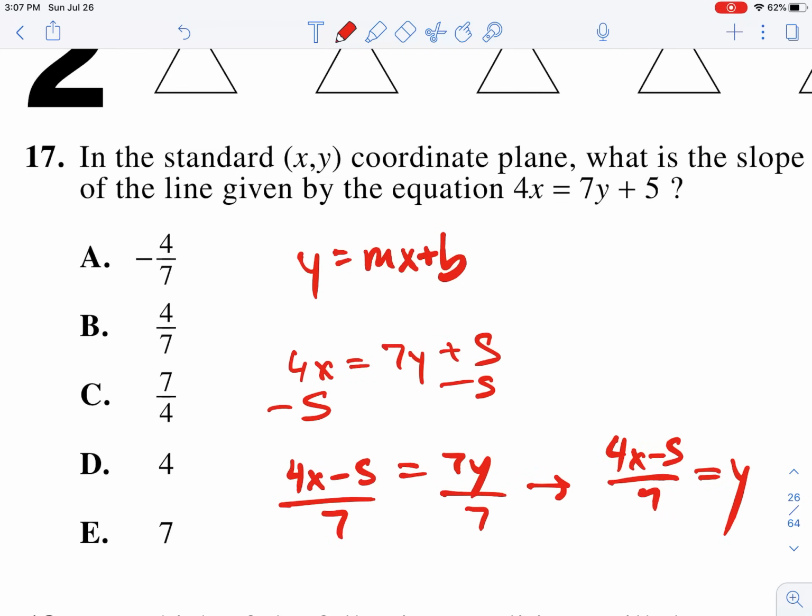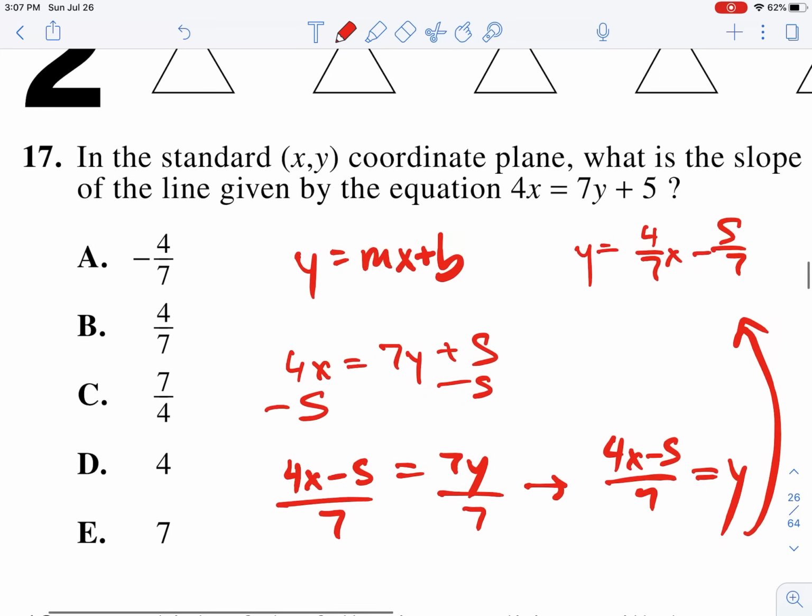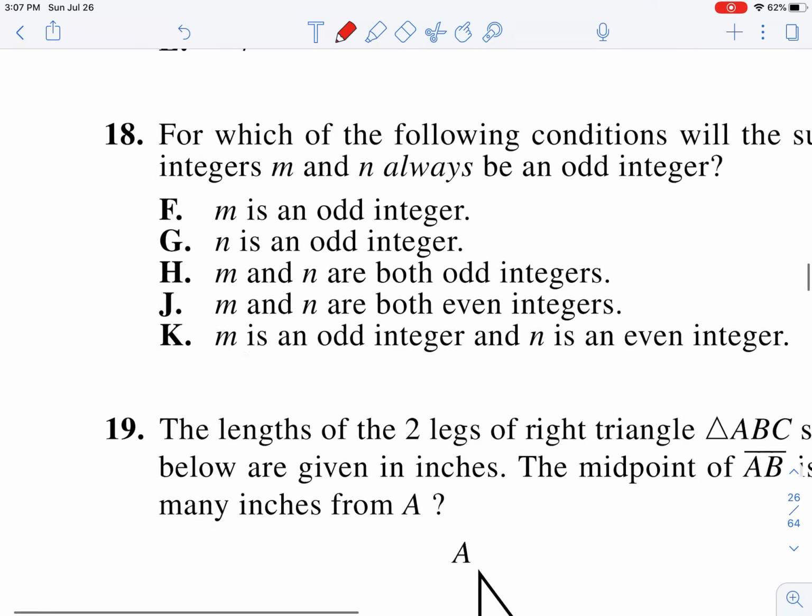All right, so we isolated y, but it still doesn't really look like the form that we want. And that's because we need to divide everything by 7 on this side. We actually need to distribute that divide by 7. So what that'll look like, y, I'm going to kind of switch sides here. 4 over 7, I took the 4 divided by 7, times x, you can write it like that, minus 5 divided by 7. And now we have it in the form that we want. We have the slope 4 over 7. 17 is B, according to the answer key.